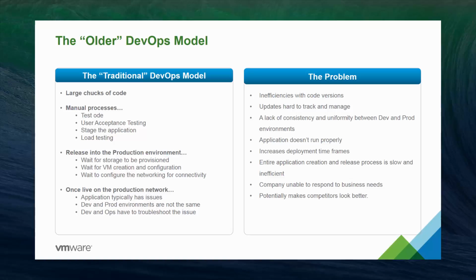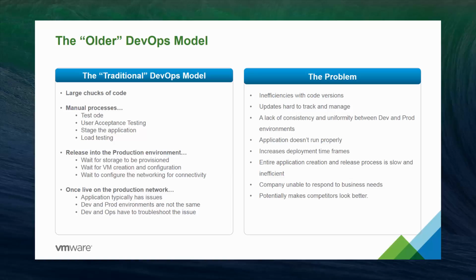So again, that takes time and effort. So here you can see why this traditional DevOps model doesn't really always work well. There's a lot of issues with it. There's a lot of inefficiencies with code versions and updates that are hard to track and manage throughout the entire application lifecycle process.